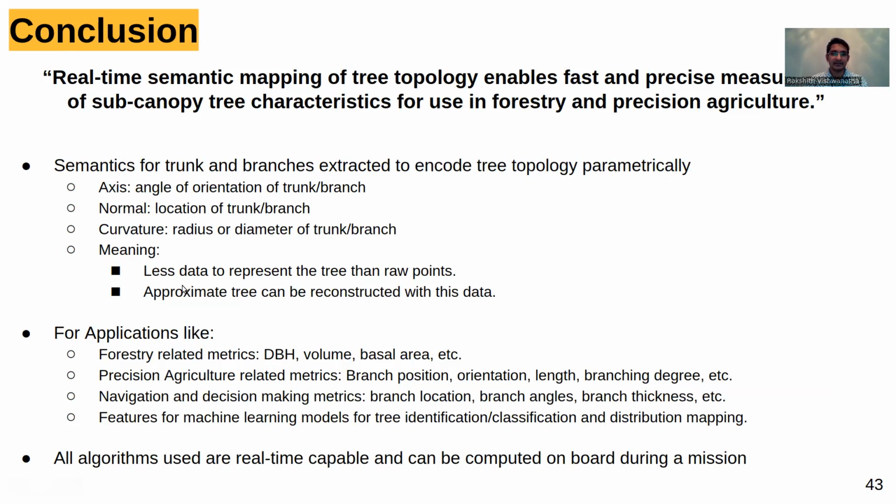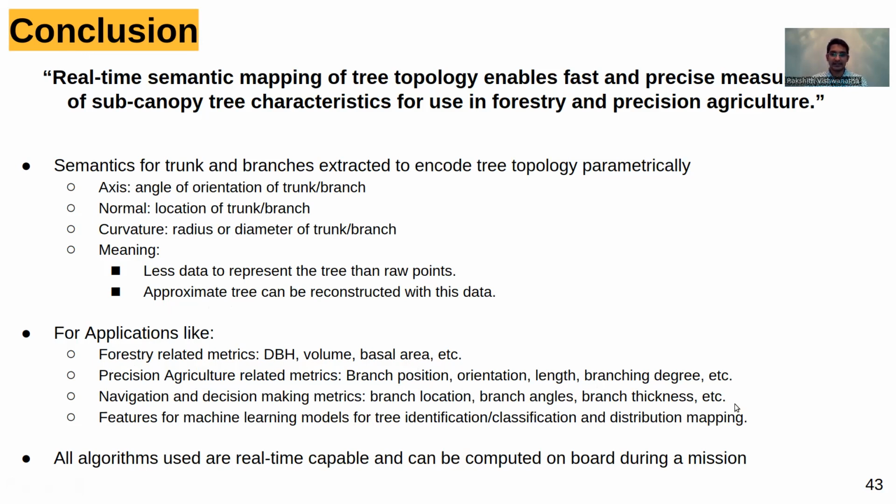And by using the semantic tree representation, we essentially boil down hundreds or thousands of points of point cloud data into a few 7-component vectors that can be accumulated together to represent an entire tree structure or tree topology. And then such data could be used for DBH estimation, volume estimation in forestry, and also branch position, orientation, length estimation for precision agriculture.